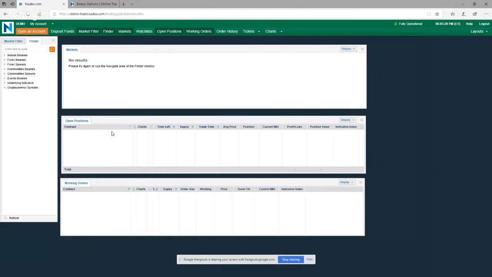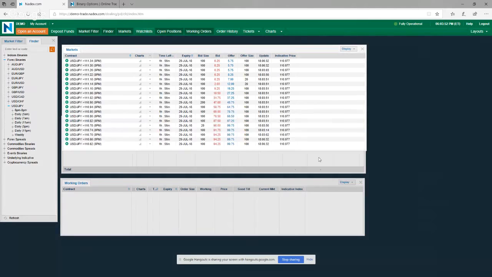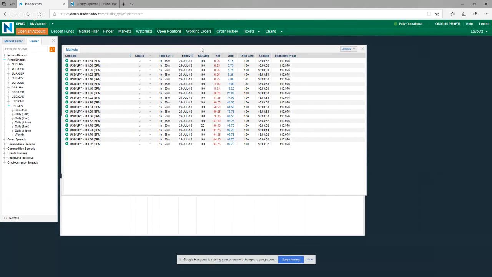Now, how many of you are familiar with Nadex? If you want to type in a message, please do so. It's actually pretty easy to trade with Nadex. Now, the first thing that you have to realize is when you're looking at the binary options, you do have some things that are just really consistent.